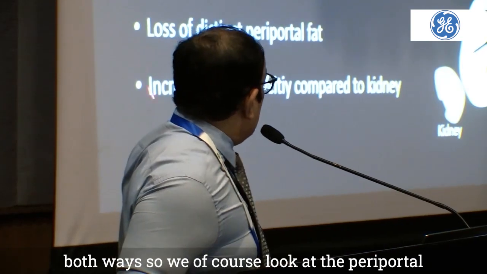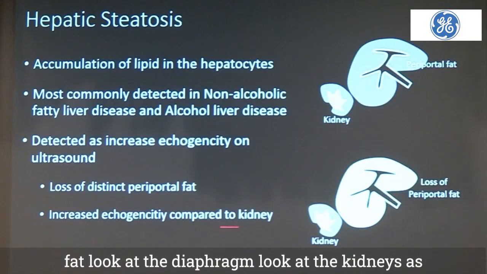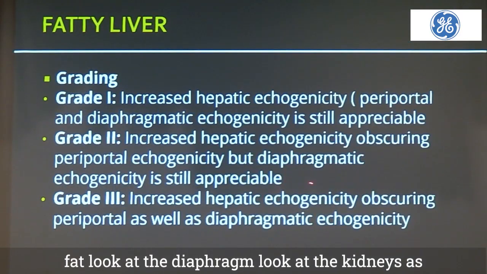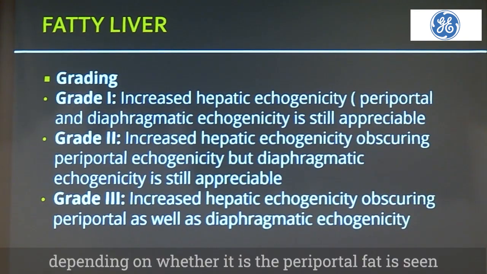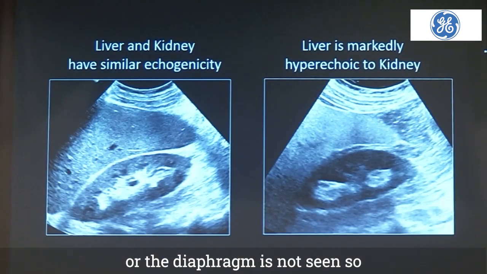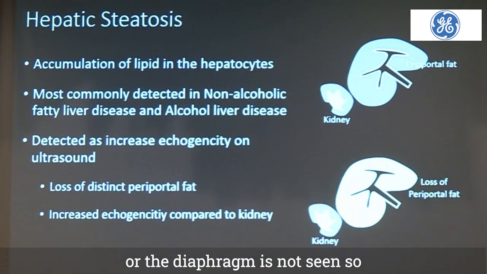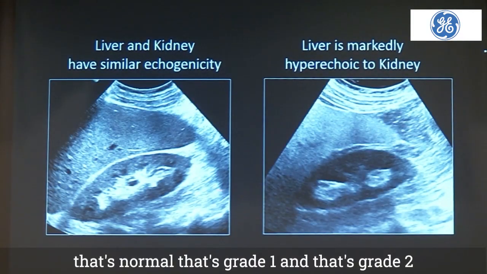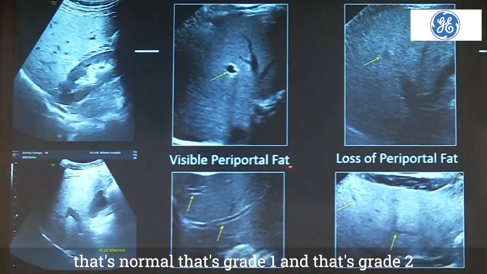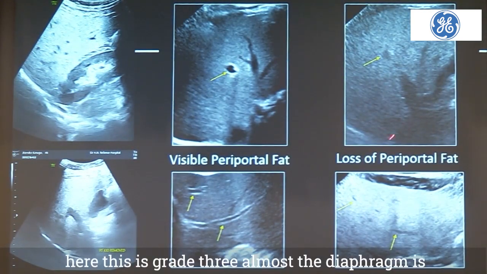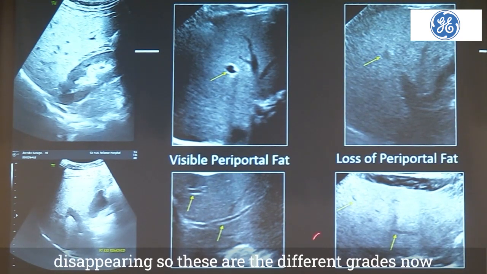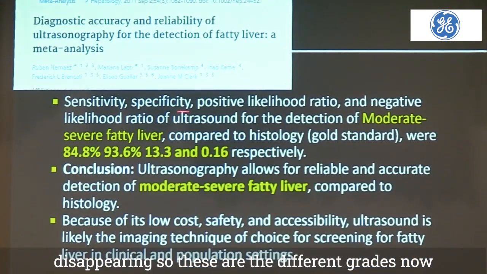So we, of course, look at the periportal fat, look at the diaphragm, look at the kidneys, and we call it grade 1, grade 2, grade 3, dependent on whether the periportal fat is seen or the diaphragm is not seen. So that's normal, that's grade 1, and that's grade 2 here. This is grade 3, almost the diaphragm is disappearing. So these are the different grades.